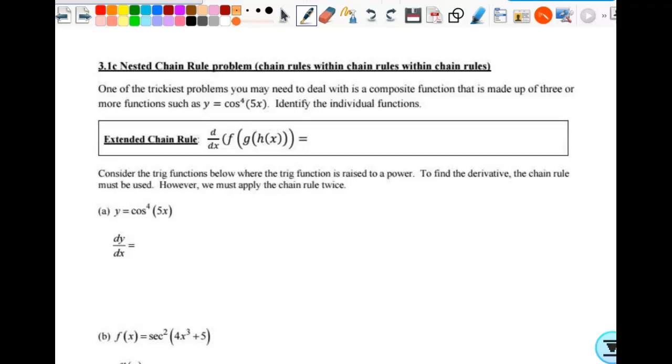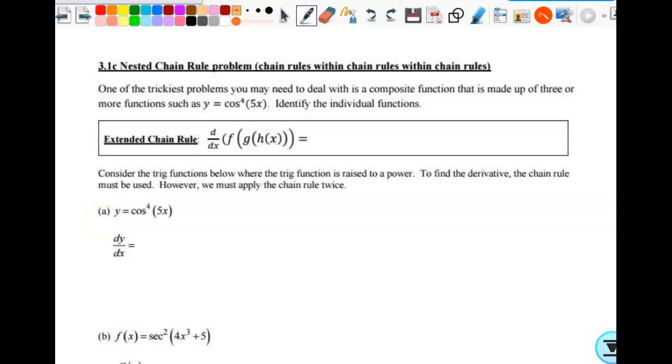So third part of chain rule. We started with chain rule, then we mixed chain rule with product rule and quotient rule. So now we're going to look at the extended chain rule, which is also called the nested chain rule, which is also called chain rules within chain rules within chain rules, or however you want to say it. Okay? So before we get to the candy, I want you to look at A.